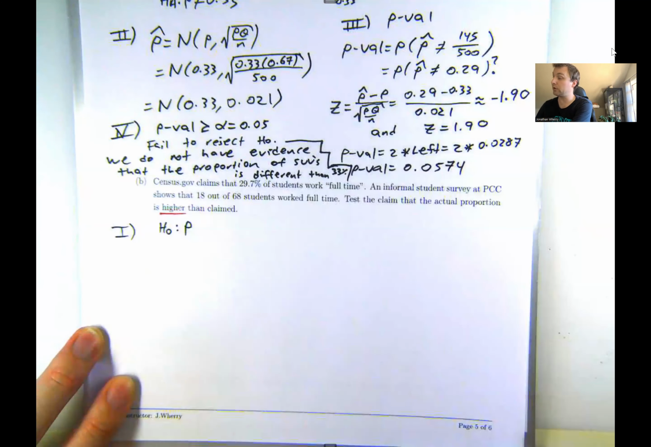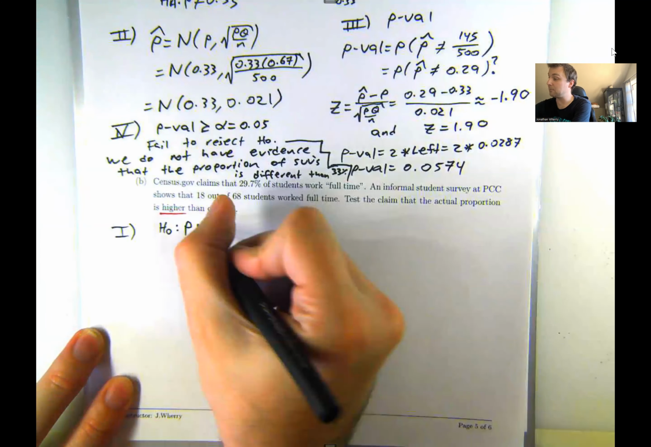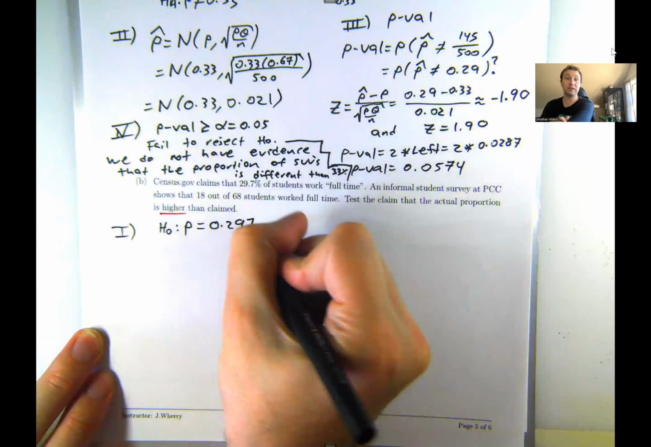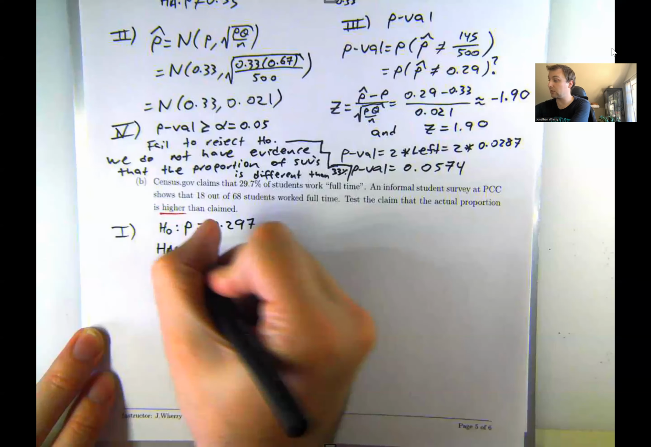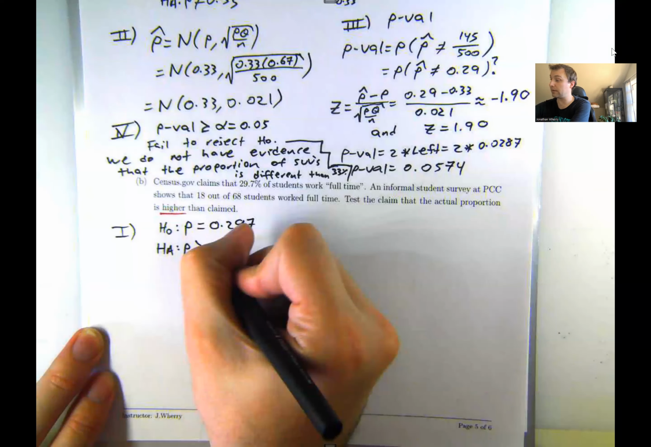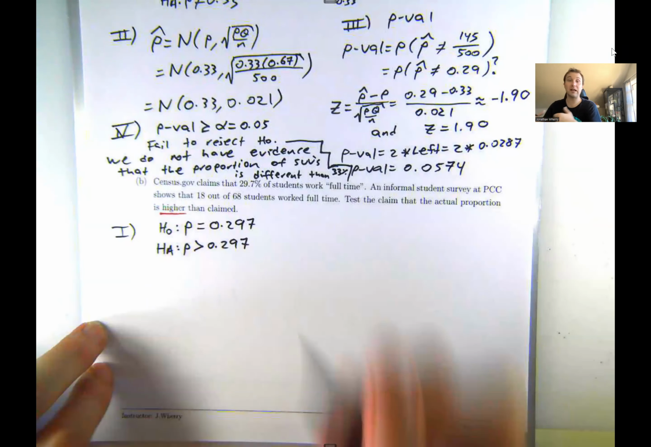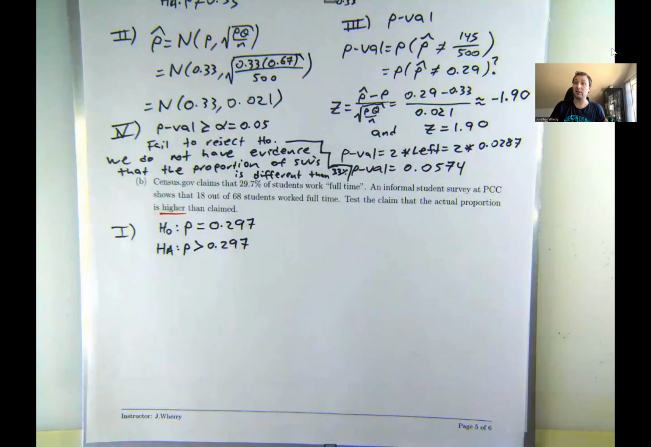I'm working with proportions. The claim is 29.7%. Alternative hypothesis: we are testing if it's more than that. If we're testing for more, this is going to be a shade right situation. And when we're using our table, that's going to be a 1 minus thing.